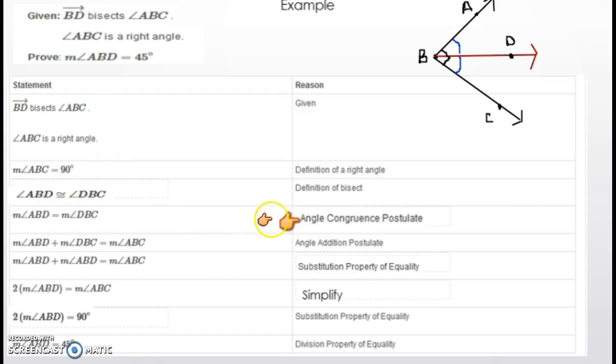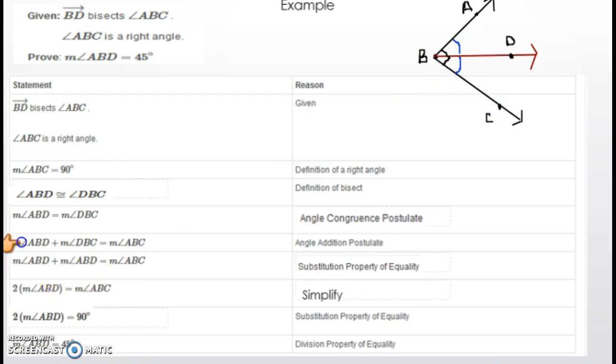So we can use segment congruence, we can use angle congruence. In this particular problem, we're talking about angles. So it's the angle congruence postulate that just says if the angles are congruent, the measures are equal. And it can go vice versa as well. Our next statement says that the measure of angle ABD plus the measure of DBC is equal to ABC. So that is our angle addition postulate. It says that these two angles added together is going to equal the whole.